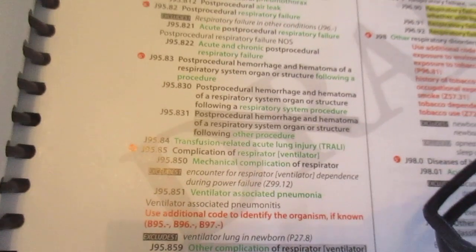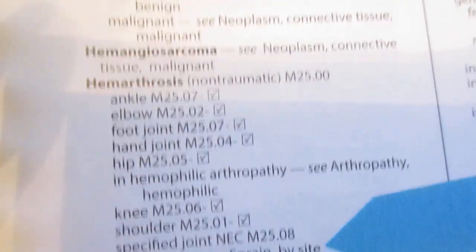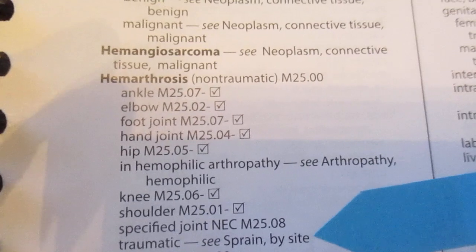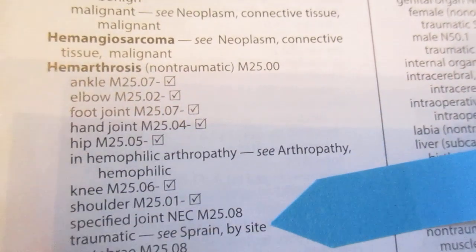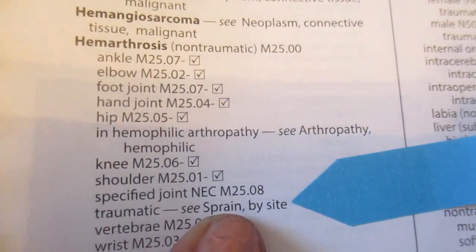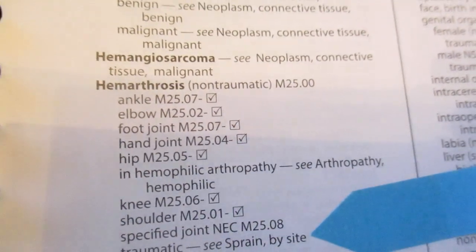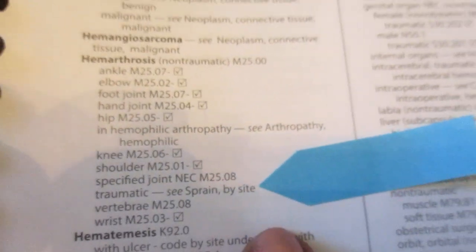All right. Cross references advise the coder to look elsewhere before assigning a code. So, for example, if I'm in my alphabetic index and I'm looking up hemarthrosis, H-E-M-A-R-T-H-R-O-S-I-S, hemarthrosis right there. Now if it's traumatic hemarthrosis, if I go down to traumatic, it tells me see sprain, by site. So in order to code hemarthrosis that's traumatic, I need to look up the main term sprain, and then wherever it is, instead of coding under hemarthrosis. So it's an instructional note telling me what to do.